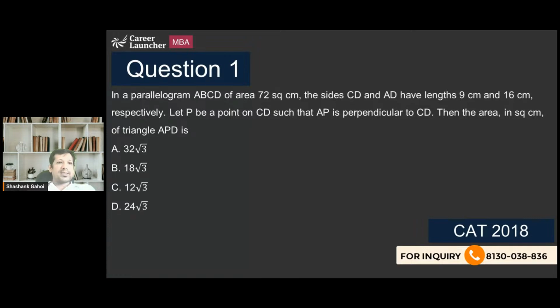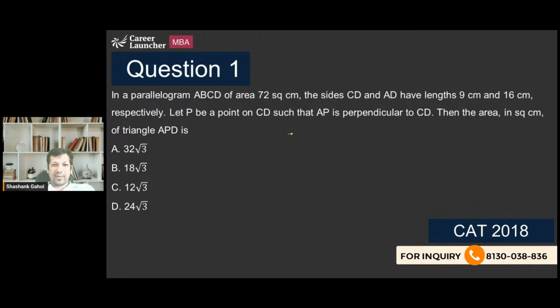Now this question says in a parallelogram ABCD, area is 72, and sides CD and AD have lengths 9 and 16 respectively. So AD has length 16, CD has length 9.